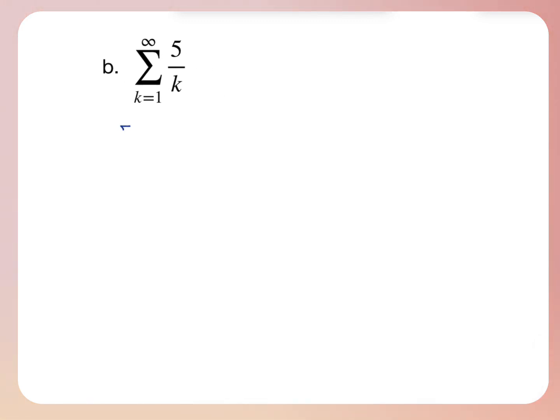All right. Now looking at this one, I can factor out that constant 5 and rewrite this as the summation of k equals 1 to infinity of 1 over k. Recognize that that is a harmonic series, and we know that harmonic series diverges, and therefore this one diverges.